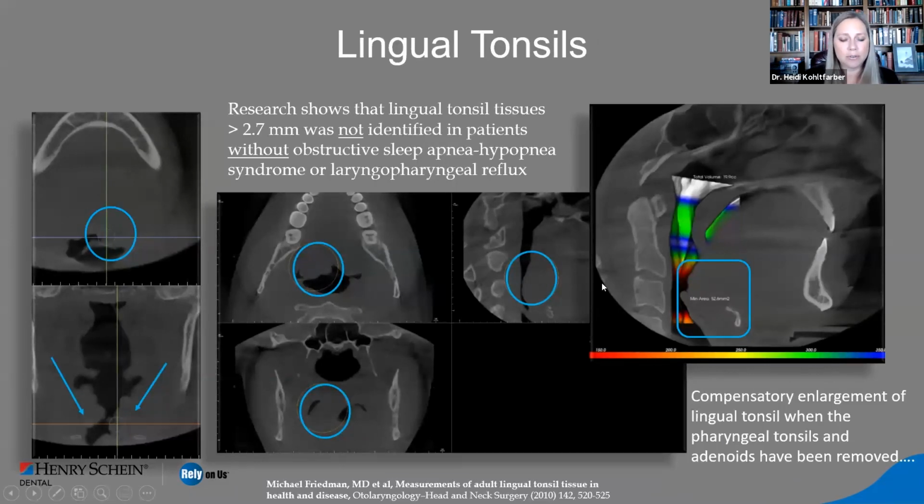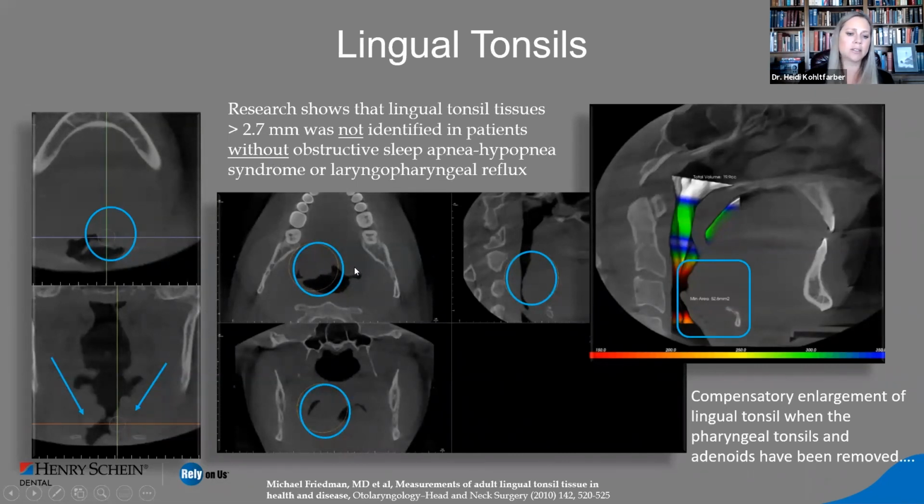Lingual tonsils, definitely we can have enlargement of the lingual tonsils. Here we have almost an asymmetric appearance, so maybe an asymmetric hypertrophy of the tonsil on that particular side. Coronal, it's looking a little bit more symmetrical. We like things to be symmetrical, especially when we're talking about some of these soft tissues. The interesting thing with this is they've actually looked at the degree of lingual tonsillar enlargement and tried to identify the high-risk patients. So the research showed that lingual tonsillar tissues of greater than 2.7 millimeters were not identified in patients without some sort of obstructive sleep apnea, and or maybe some acid reflux as well. So definitely that's something that we need to look at.